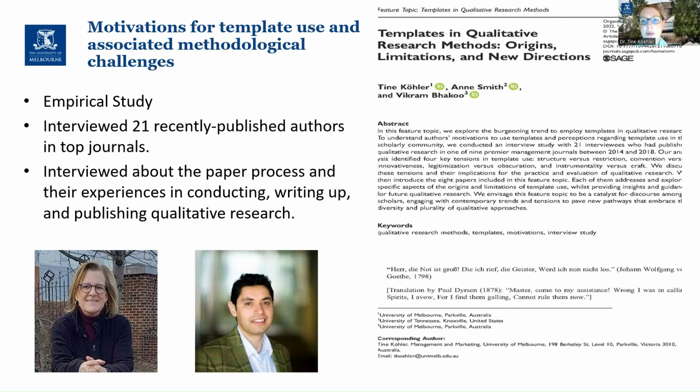We also interviewed more senior qualitative scholars to get at their perceptions of the publishing process and template use in the field. In particular, we wanted to interview them about experiences in conducting and writing up qualitative research, but also in the publication process itself. I'm going to start out with those motivations before I move over to what some of the challenges are. And I'll define some of the key tensions that we saw in our data.